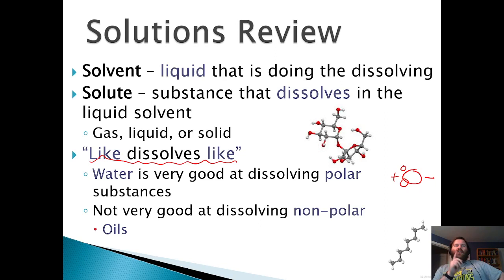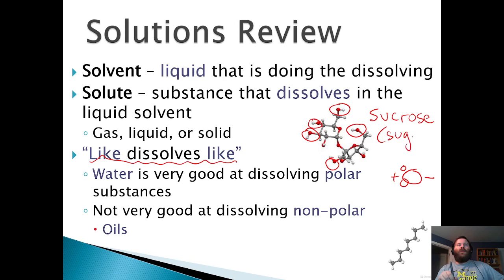They are good at dissolving things that are polar, like ionic compounds that have a negative and positive ion, and other things like, you may remember from the lab, this sort of has a bunch of negative points on it and positive points elsewhere, and this is sucrose, which is sugar. And sucrose also dissolves in water quite well.